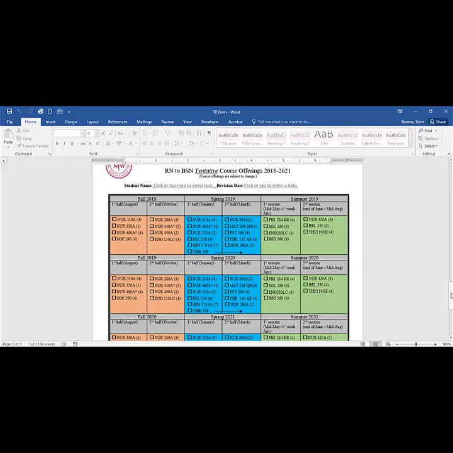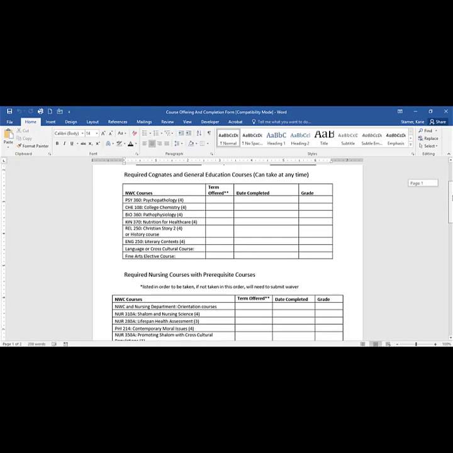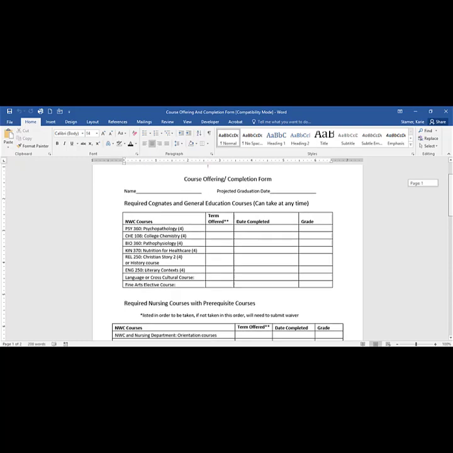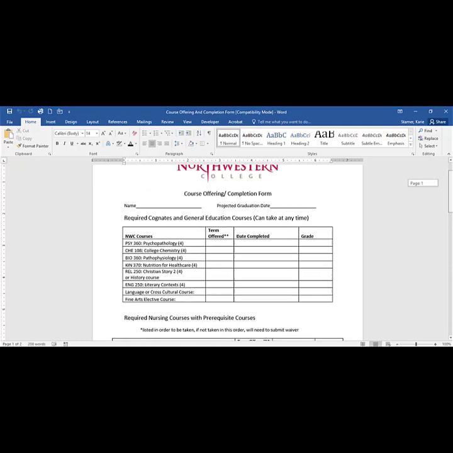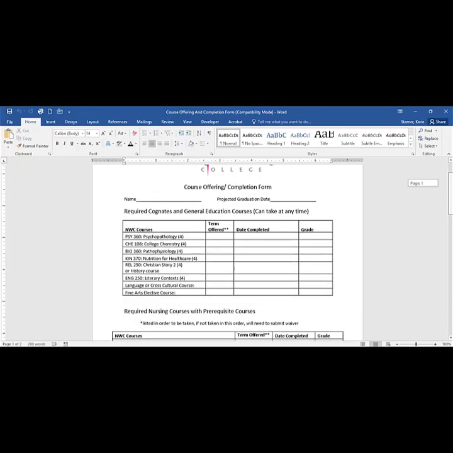Here is another snapshot of a form that was not sent to you but is available to you if you would like to use it. It is a course offering and completion form. It has the courses that you will need to take as part of your graduation requirements. Now, some of them you will have transferred in, as you can see off your transcript evaluation that was sent to you. Others you will need to take.